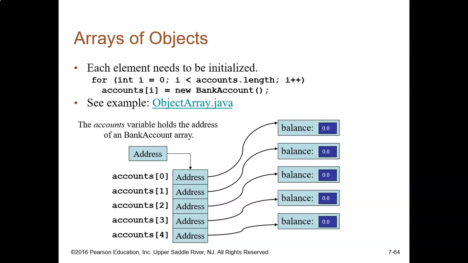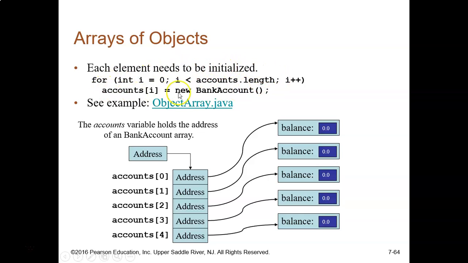Now we're going to look at a program in a moment called object array. You're going to see, once we look at that program, what has actually happened here. We're going to use a loop now to actually create the objects. So we say for int i equals 0, because we have to start at the beginning of the array, and we will continue as long as i is less than accounts.length. And again, that'll be the length of the array.